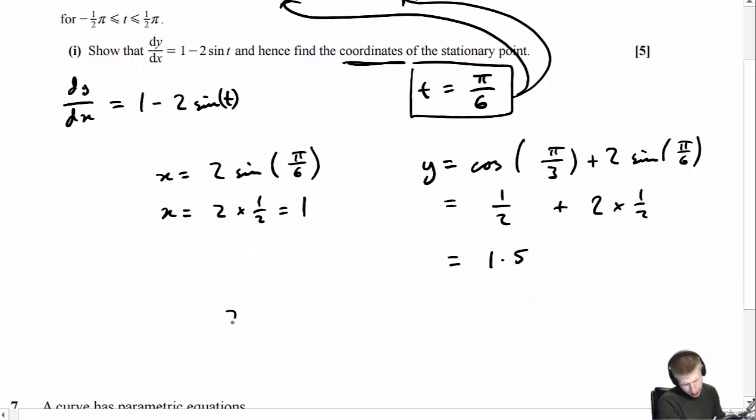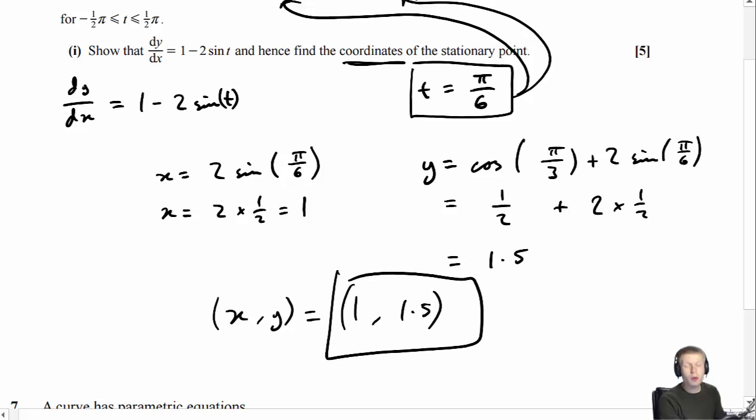So that's our two coordinates. We've got x equals 1. So our coordinates, x, y: x equals 1, and our y coordinate is 1.5. So that is the coordinate of our stationary point. That wasn't too bad, was it?